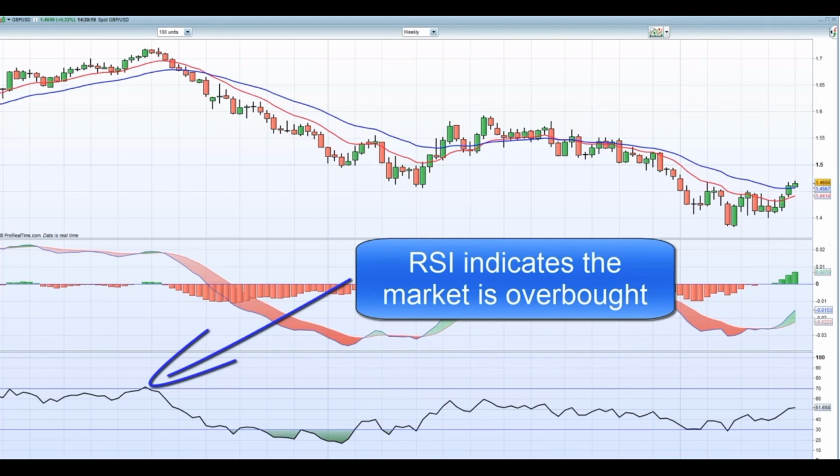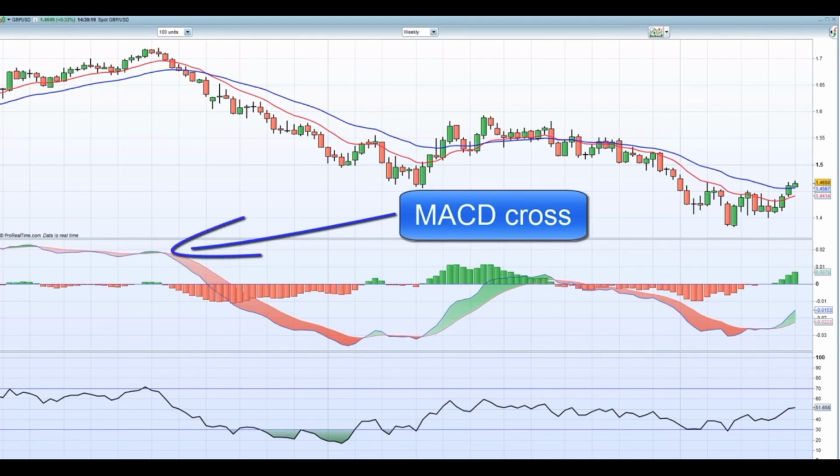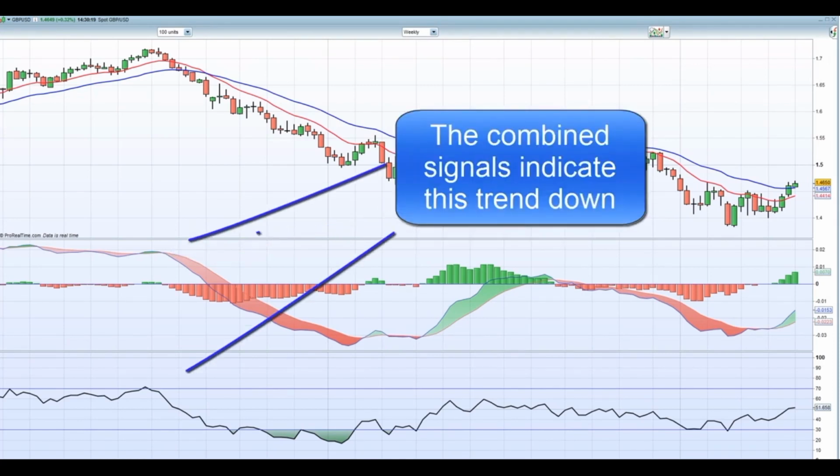However, we want to help us filter out false signals on the RSI, so we also look at the MACD to give us confluence. We can see it is indicating the momentum has come out of the market, as far as the market rallying or going up is concerned, and we have an MACD cross here. A signal to enter this short trade could be waiting for the RSI to come back out of overbought and also waiting for the MACD cross.